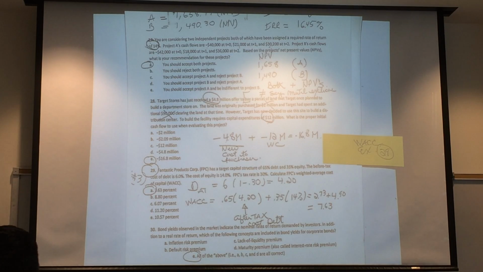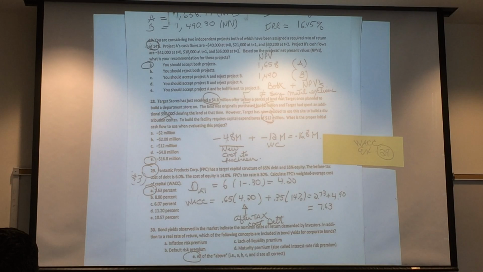Target capital structure of 65% debt and 35% equity. The before-tax cost of debt is 6%, the cost of equity is 14%, the tax rate is 3%. Calculate their weighted average cost of capital.